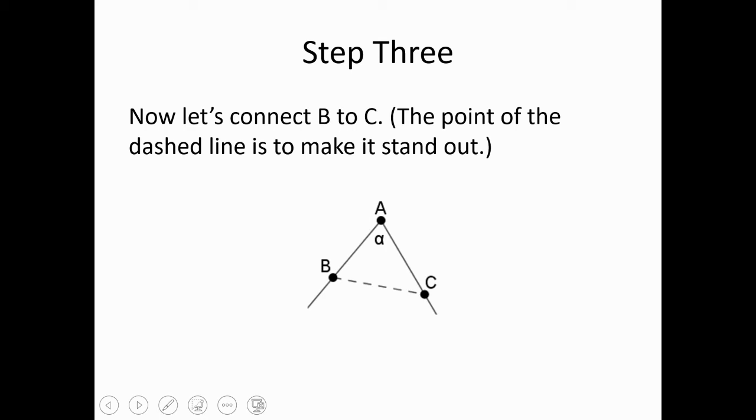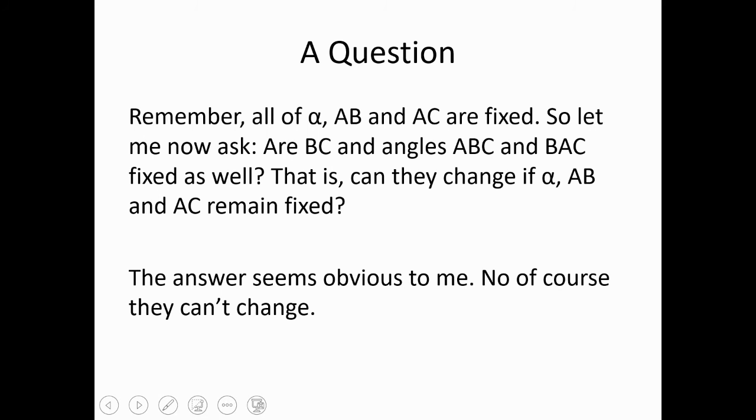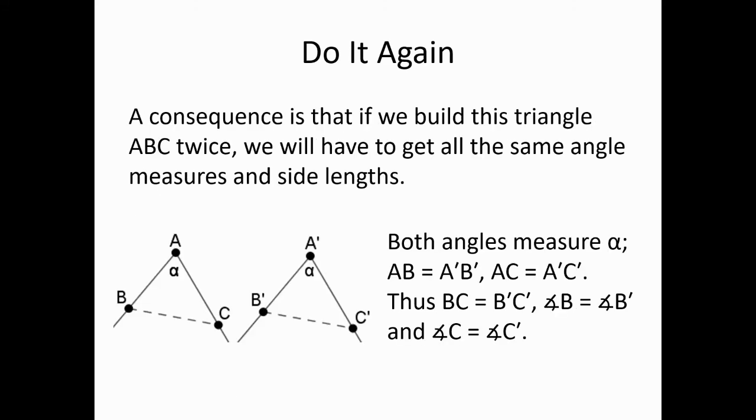And the answer to me seems quite obviously no. If I have fixed alpha, if I have fixed AB and AC, then BC is thereby also fixed. It is what it is and cannot change. And so too for the measure of angle B and the measure of angle C. So there's a consequence of this, okay? And it concerns pairs of triangles, which gets us very close to the postulate for the chapter.